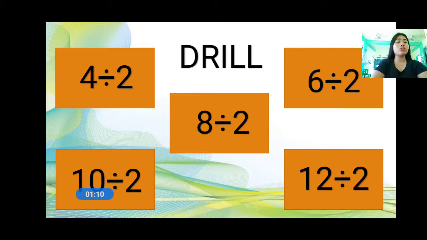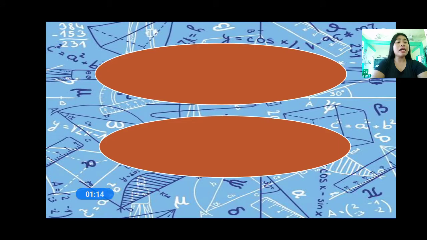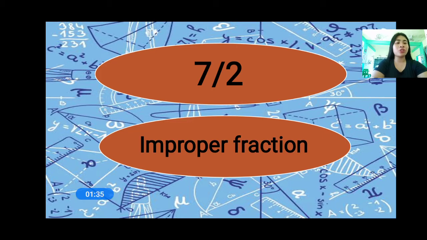Now, I'm going to show you some fractions, okay? And then you're going to tell me what kind of fraction is shown to you. So, the first fraction is 7 over 2, okay? So, what kind of fraction is that? Okay, that is an improper fraction. Very good. Okay, 7 over 2 is an improper fraction.